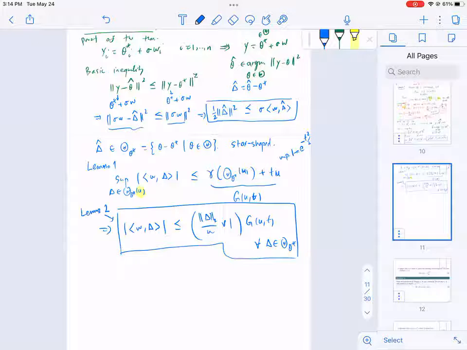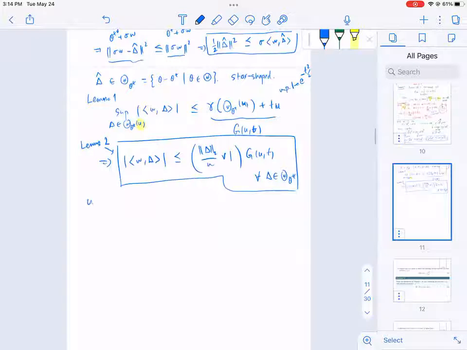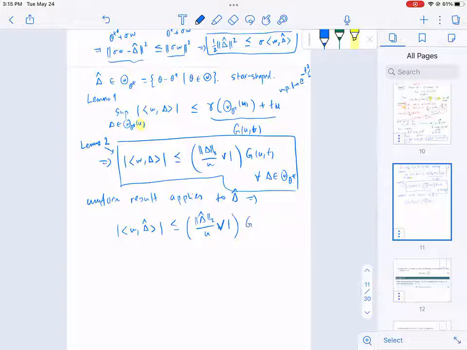So usually you need a uniform result because, if you have seen these arguments, this is dependent on W. It's not easy to control, but now I have a uniform result. This holds for any delta in this set, and I know that this definitely is in that set. So now I can apply this uniform result to delta hat, which then gives me W of delta hat is less than or equal to norm of delta hat over U, times this g ut. Okay, that's the result.